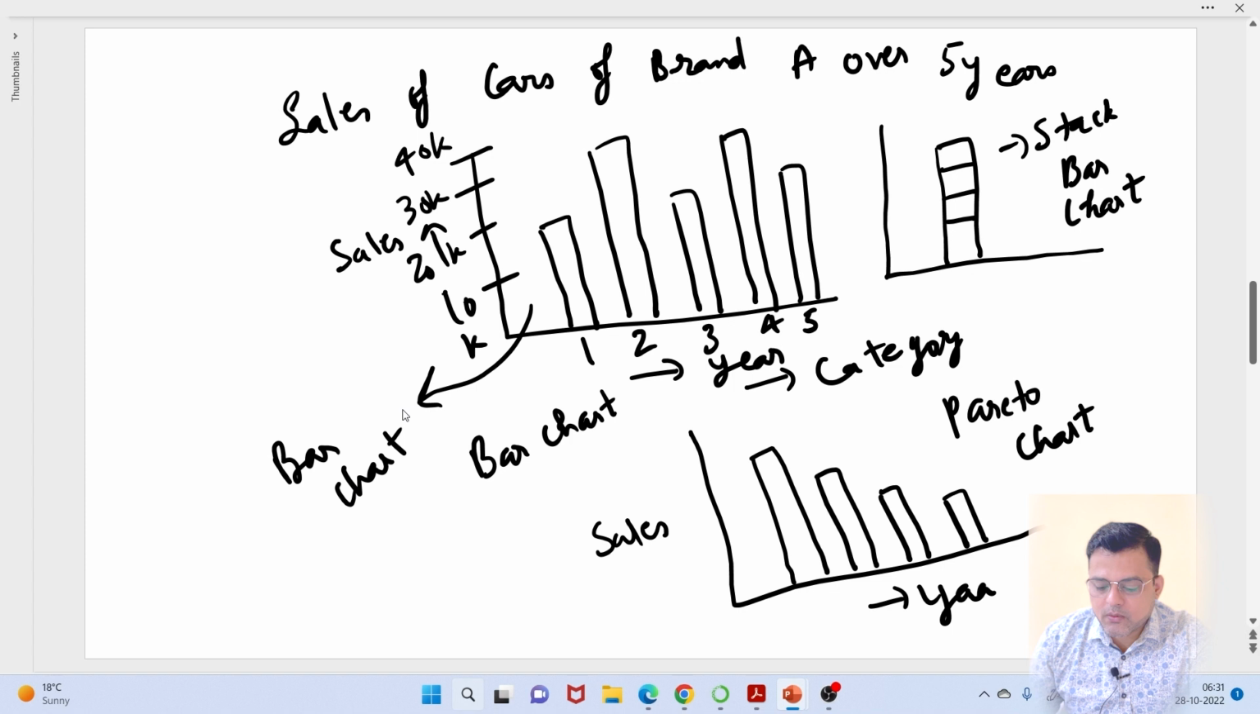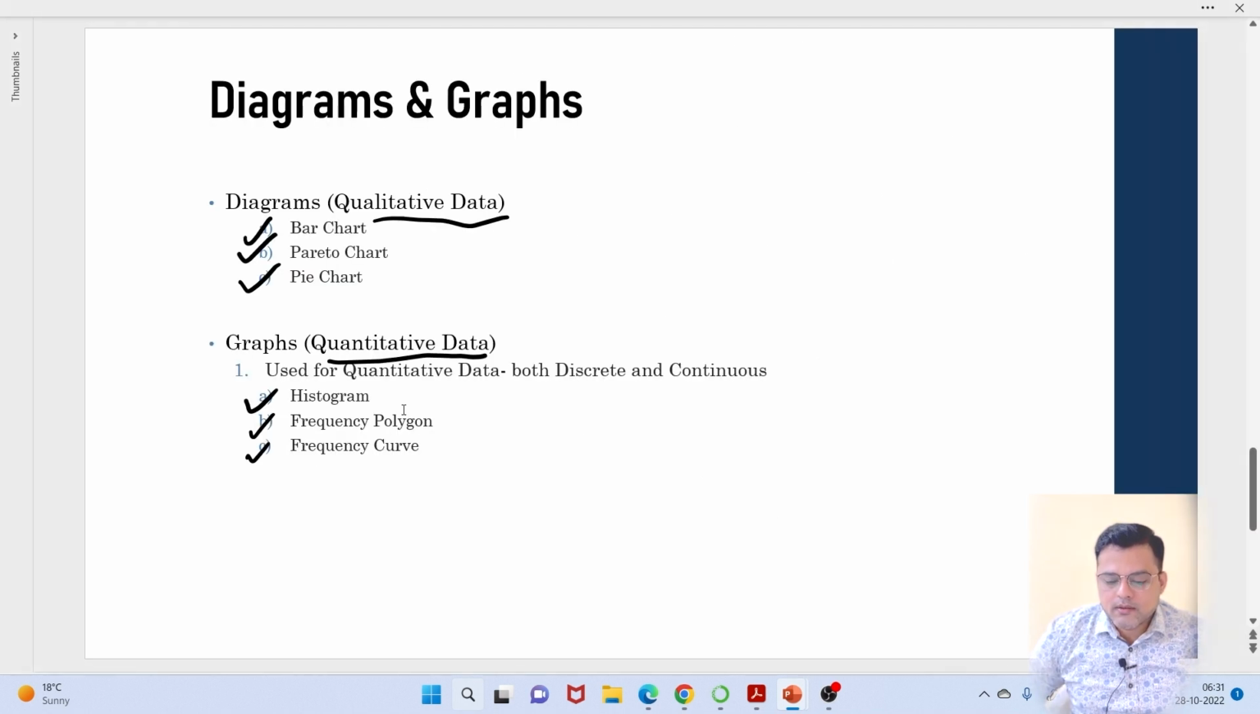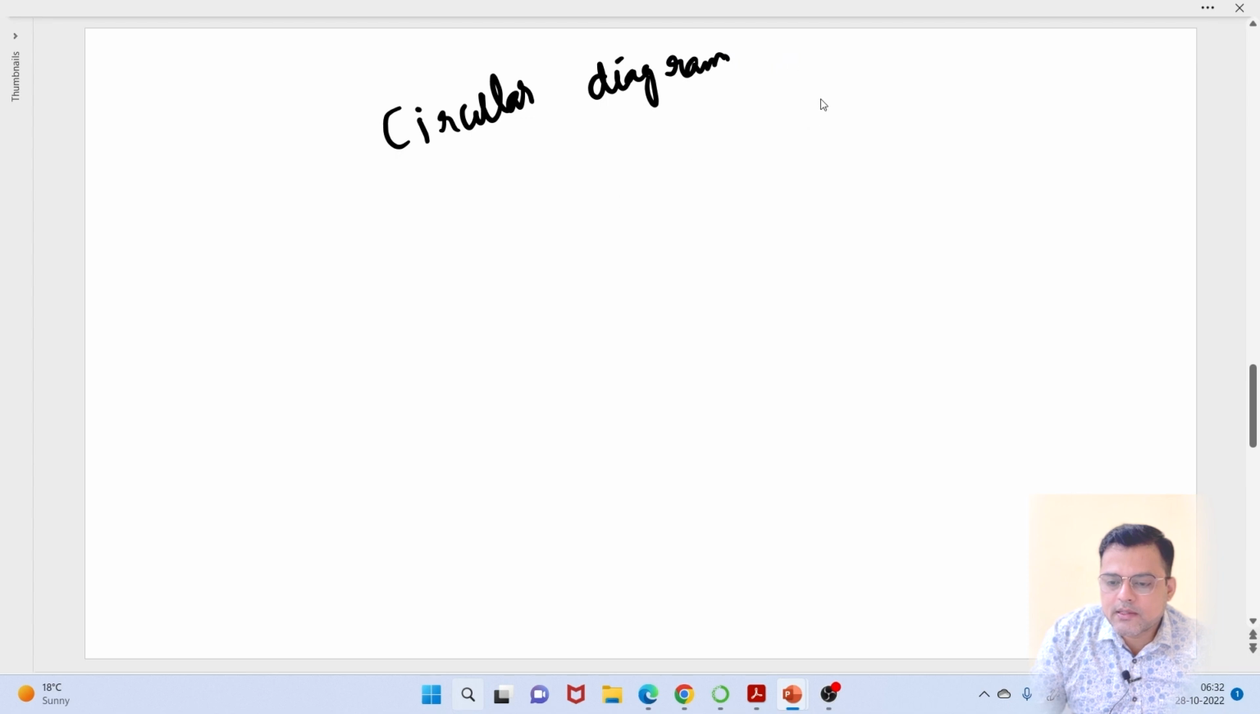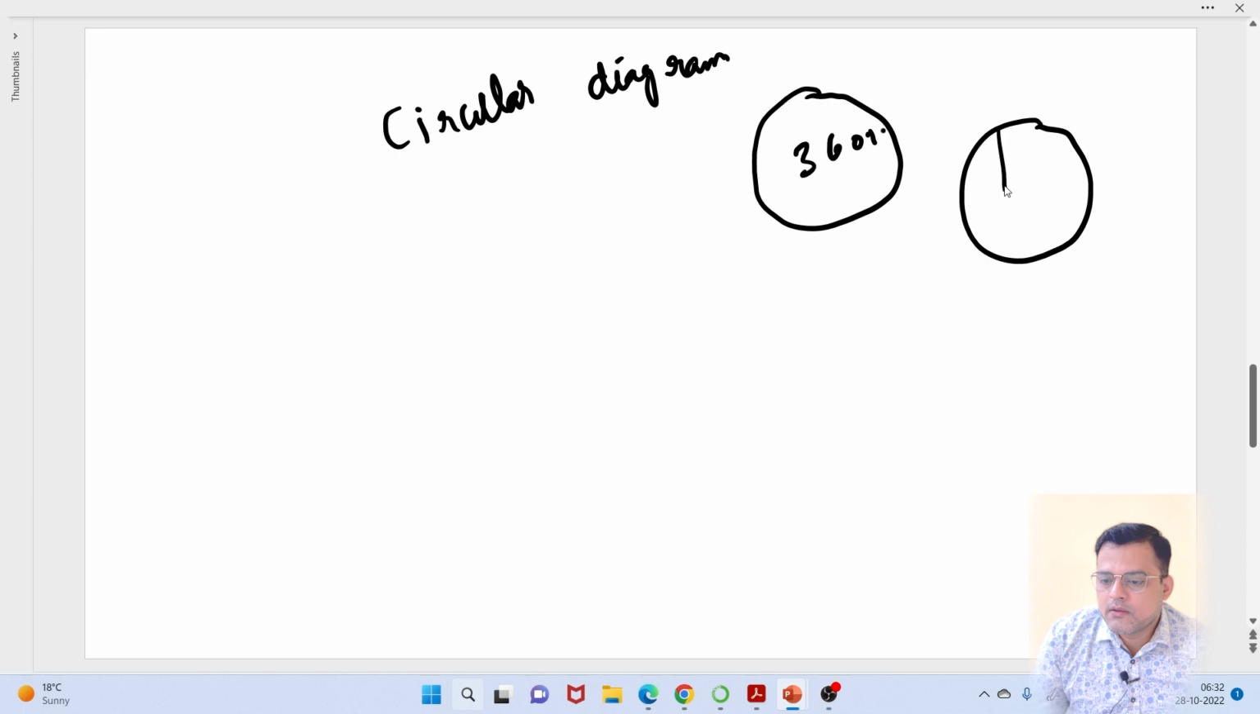And another chart which we normally use is called as pie chart. So the pie diagram is actually a circular diagram, and this circle represents 360 degrees, and it is divided into different sectors like this. It can be divided in different sectors like this.